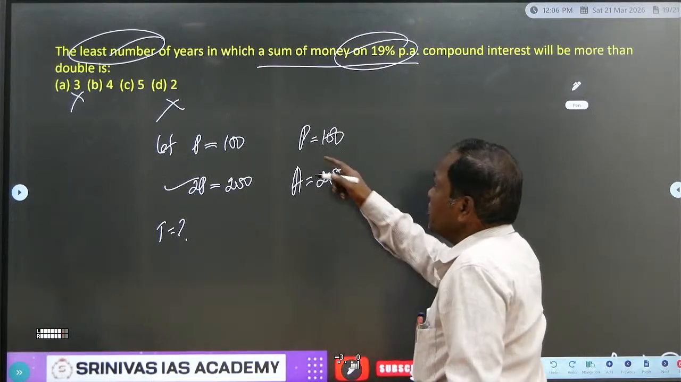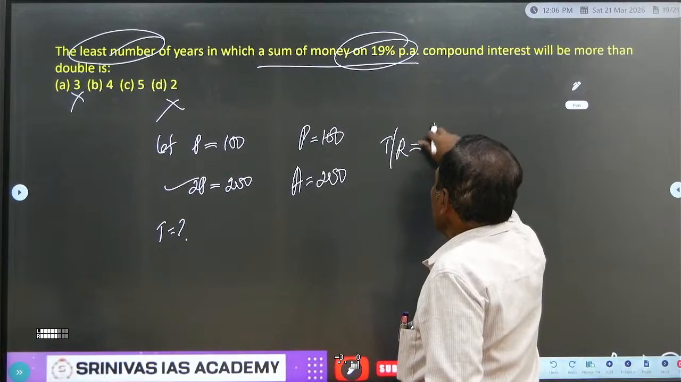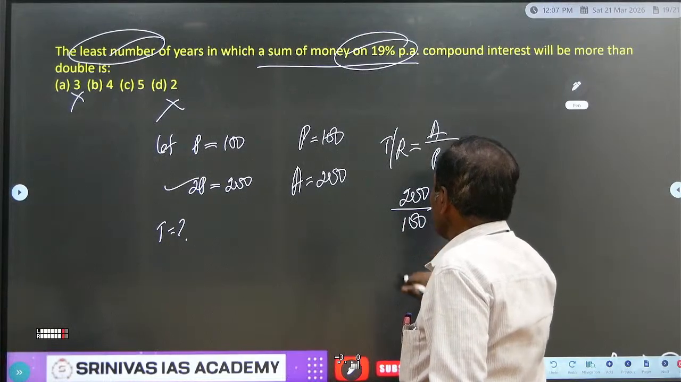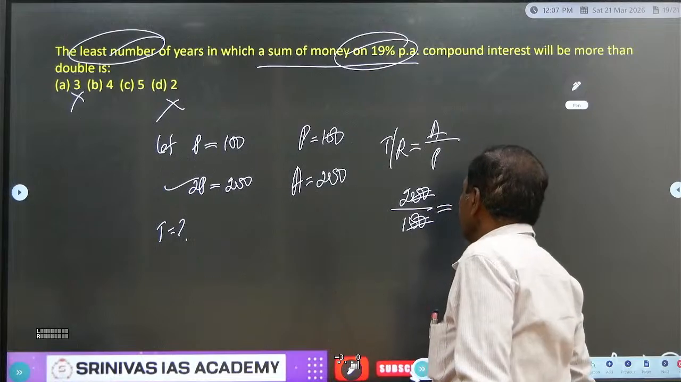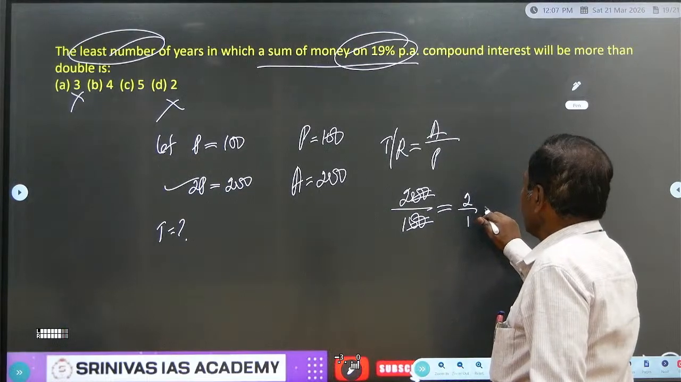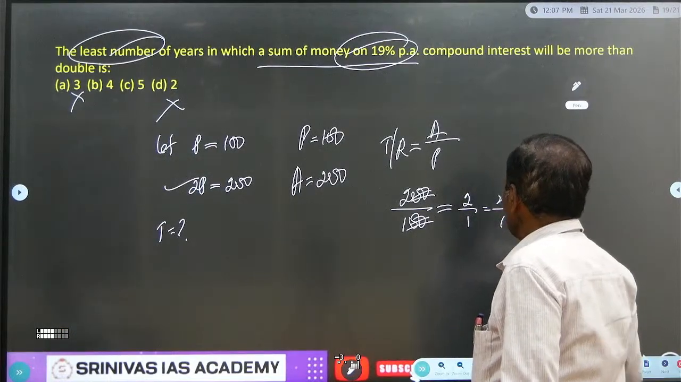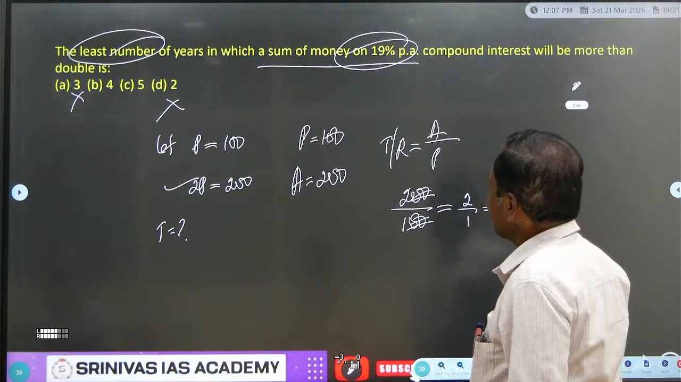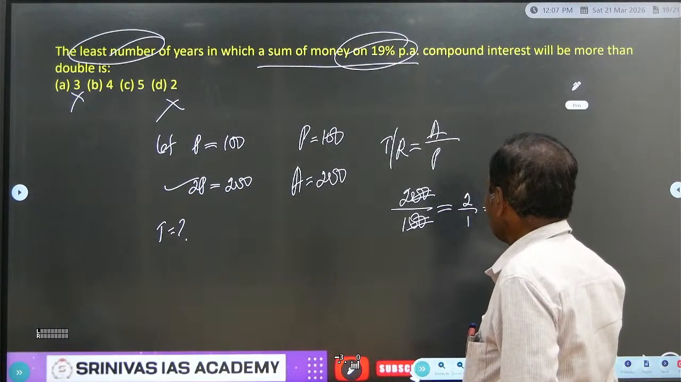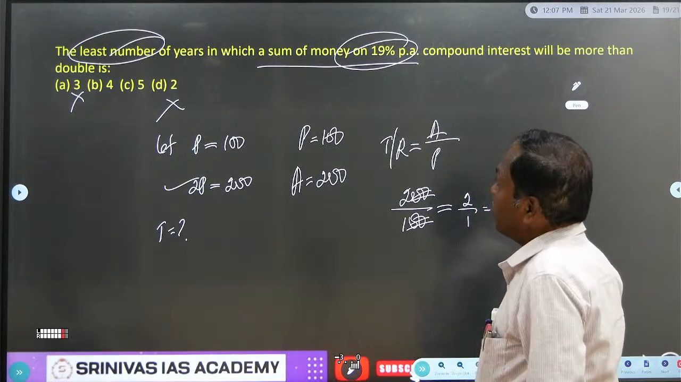Now we want to know the number of years, that is, time. Formula is amount by principal. Amount is 200, principal is 100. It means 2 by 1. What percentage do you take there? 100%. How many years? 1 year. 2 to the power 1. But 1 year is not possible, no?